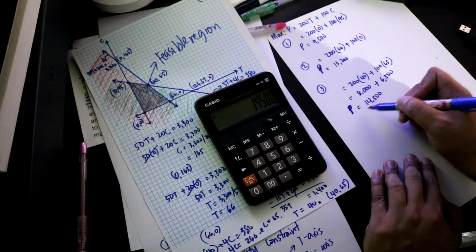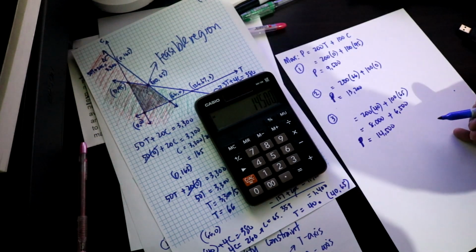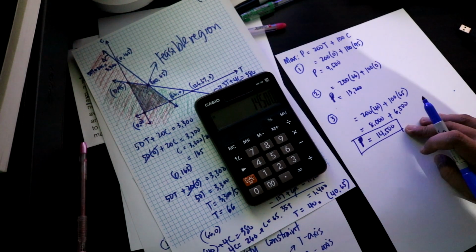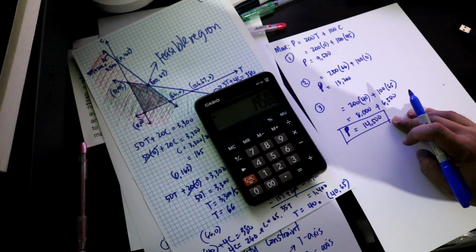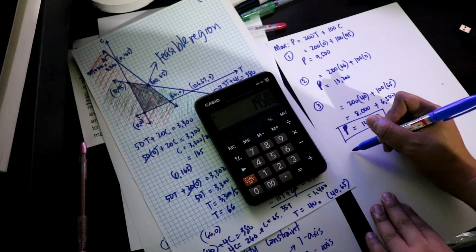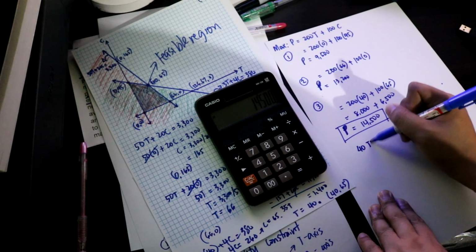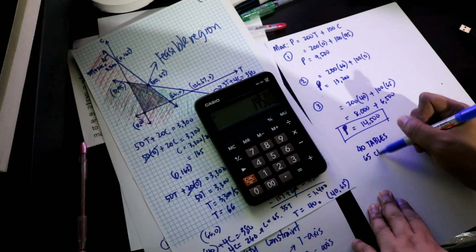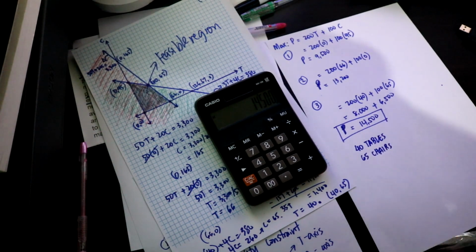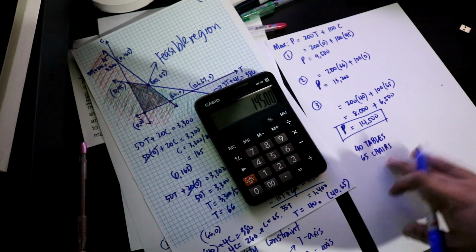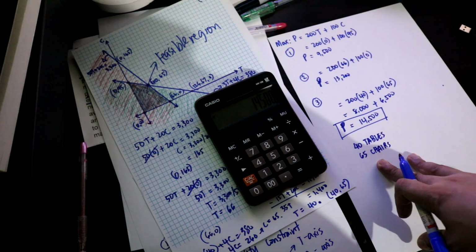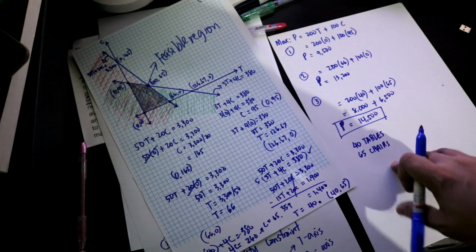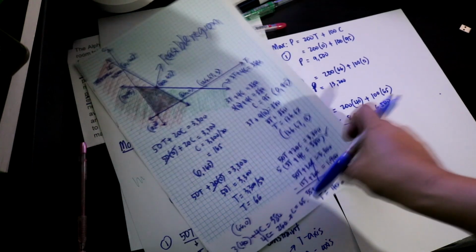So among the three, this combination of tables and chairs will yield the most profit. Therefore, our optimal solution is 40 tables and 65 chairs. So we have arrived at this answer using the graphical method, and now we proceed to solving this same problem using the simplex method.